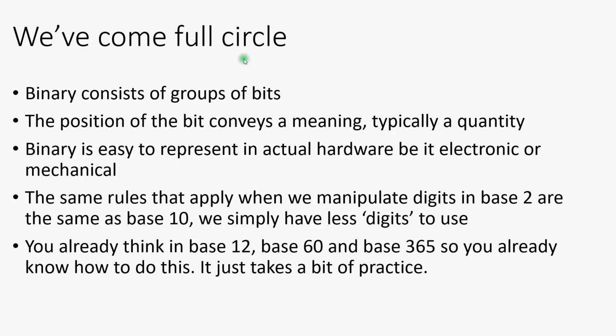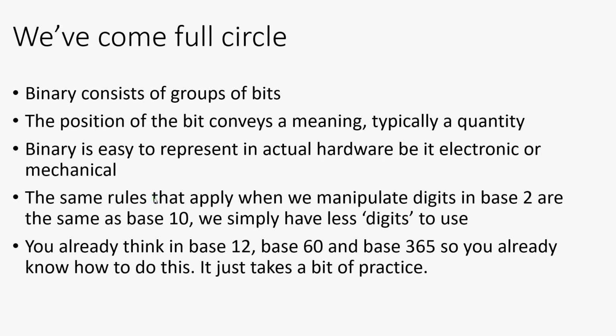So we've kind of come around full circle here. We've talked about how binary consists of groups of bits. Might be 2 bits, 8 bits, however many we mean. The position of the bit conveys a meaning, typically a quantity. This is where we looked at the first column having a bit weight of 1, the second column a bit weight of 2, the third column a bit weight of 4 when we're talking binary. It's easy to represent in actual hardware. As we said, switches on, switches off, relays closed, relays open.